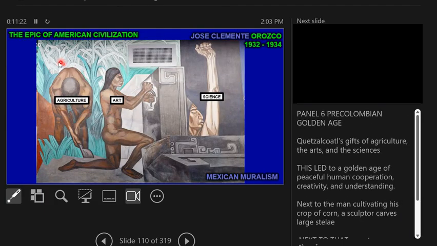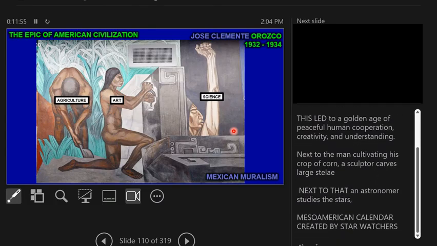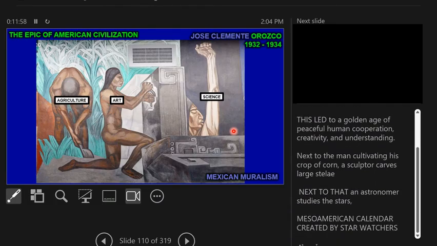Quetzalcoatl teaches man agriculture, he teaches man art, and he teaches man science. The guy on the left, he's harvesting corn. This guy right here, he's carving a stele. We talked about those last semester. And then this guy right here, who looks like he's smelling his armpit, is looking at the stars and reading the stars and making a calendar. So he's all about the science. Quetzalcoatl's reign led to a golden age of peaceful human cooperation, creativity, and understanding.